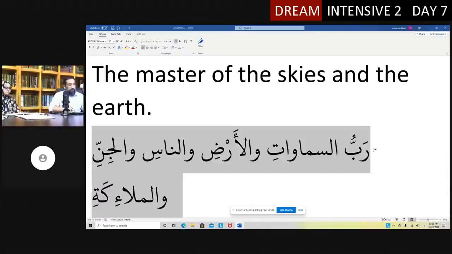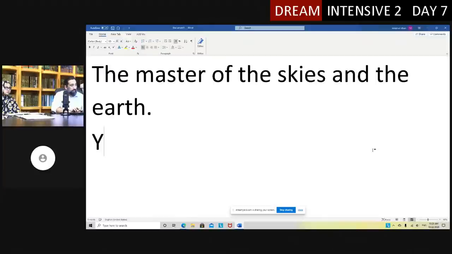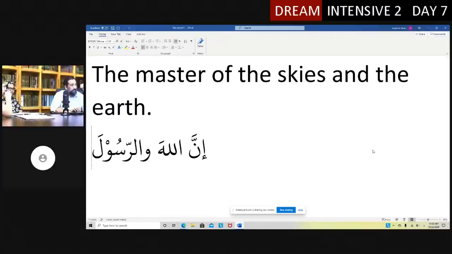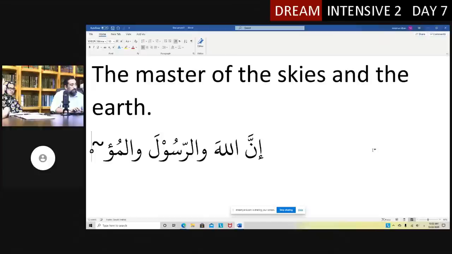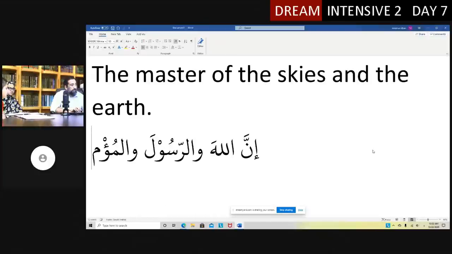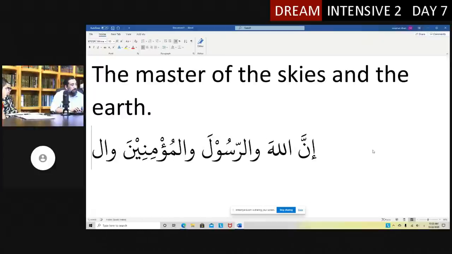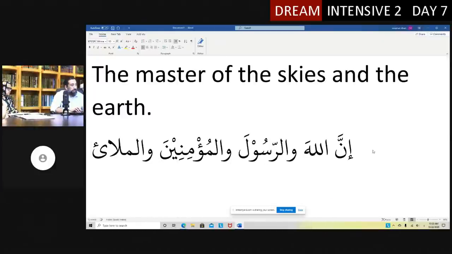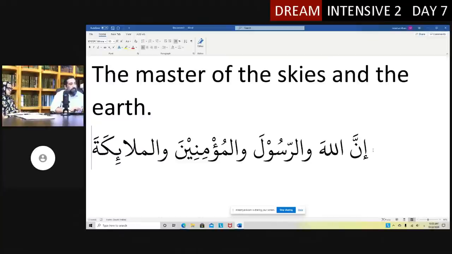Now look at this. What does inna do? Inna makes a word nasab. Inna allaha, wa rasula, wal-mu'minina, wal-malaikata. The word Allah is nasab.